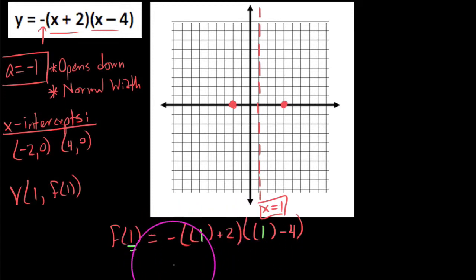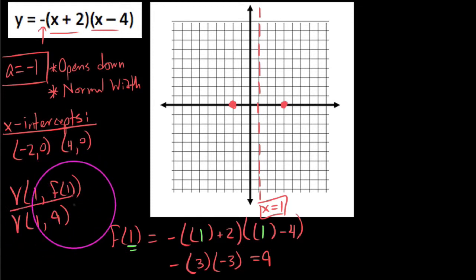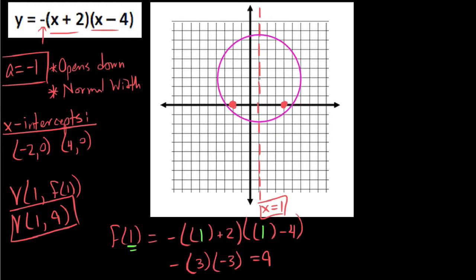So we end up with this. We say negative, in this set of parentheses, 1 plus 2 is 3. 1 minus 4 is -3. So essentially we get -3 times -3 is 9. So what this means is our vertex is at 1, and it is at a y value of 9 when x is 1. Okay, so we have this here as our vertex. So our vertex at 1, 9, we say go over 1, up 9. 1, 2, 3, 4, 5, 6, 7, 8, 9. So here she is, right here.